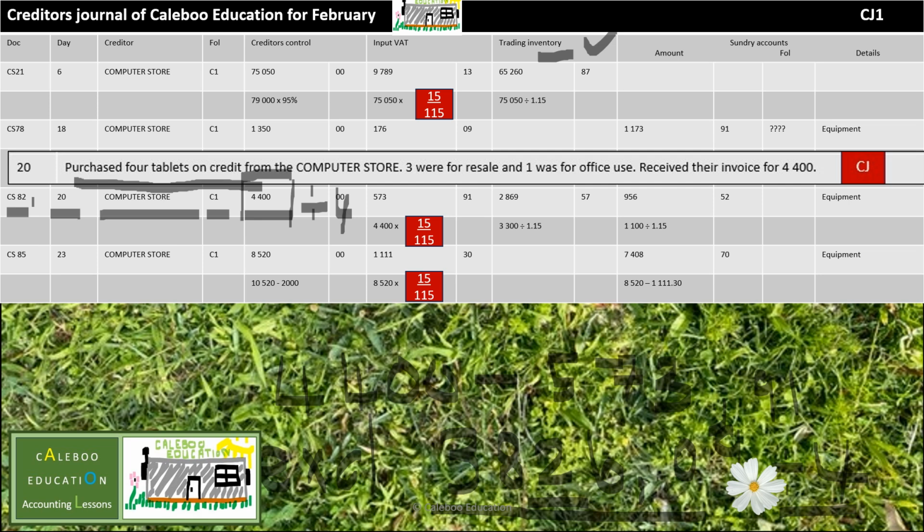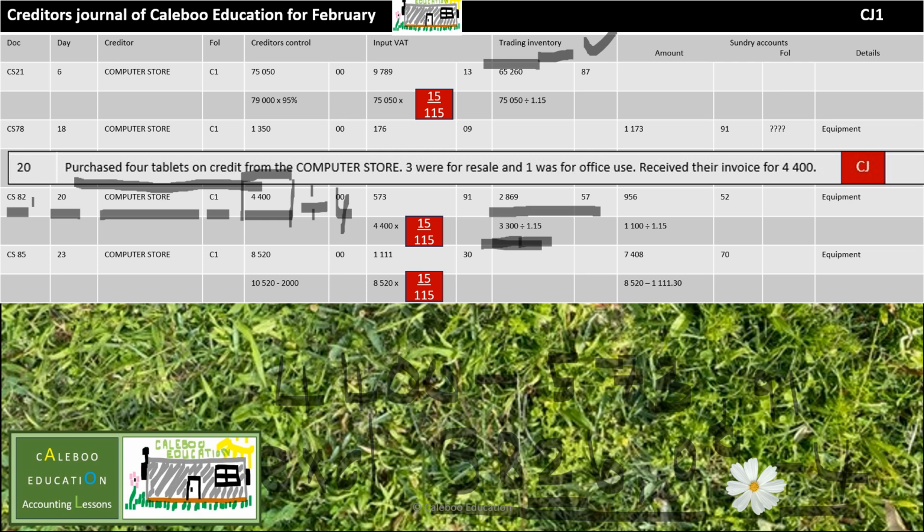If you got 3 tablets, it is 3,300. 3 tablets were going to be used for stock. And if I want to take the VAT off the 3 tablet amount, 3,300, I just divide by 1,15. So 3,300 divided by 1,15 will give me 2,869.57. That is the VAT exclusive amount for the 3 tablets that are going to be used for resale, for stock, trading inventory.